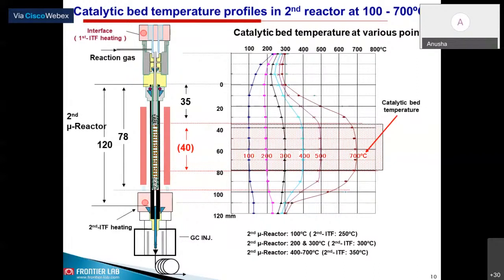By this you can even confirm how precise the temperature controller for the microreactor is, and also the temperature fluctuations that occur here.